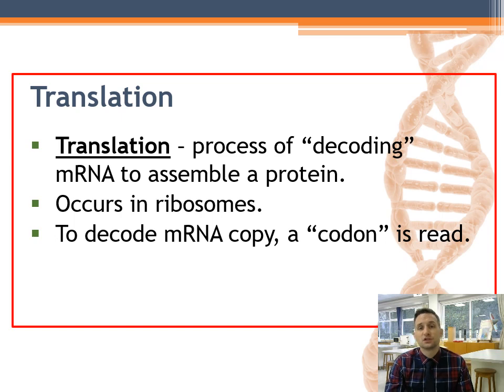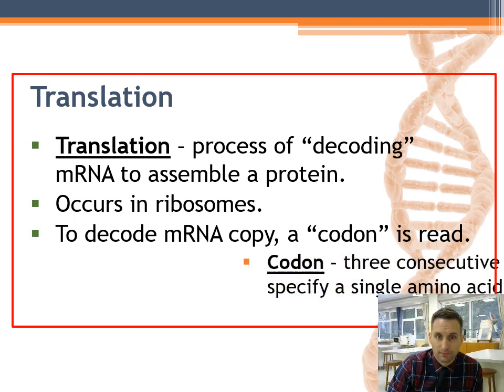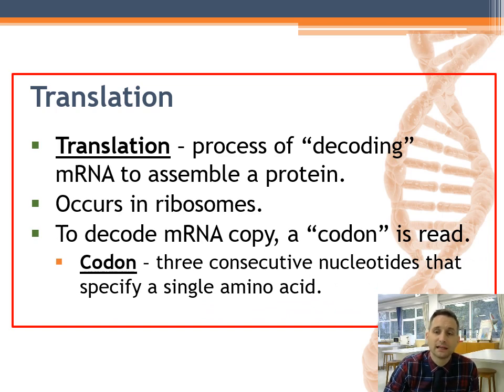Now, in order to decode the mRNA, a codon is read. And a codon is just 3 consecutive nucleotides that specify for an amino acid. We looked at these in our activity. We looked at the codon AUG. All of our proteins that we made in the activity started with AUG. That's a codon.